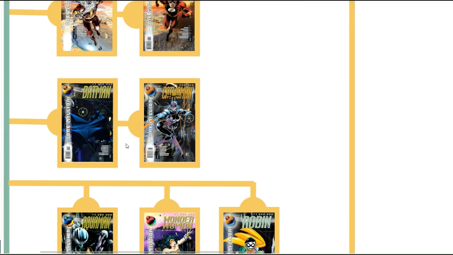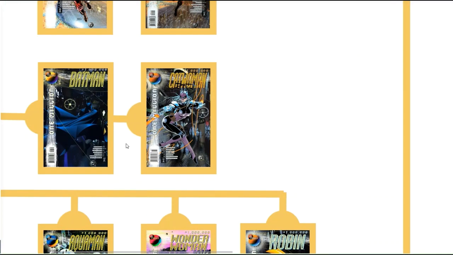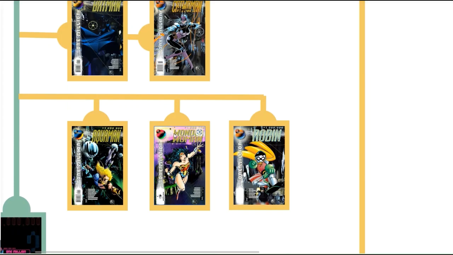We then have Batman. Let's not get too overexcited. We have Batman 1 million. This continues in Catwoman 1 million. Now, we then have three completely distinct issues.